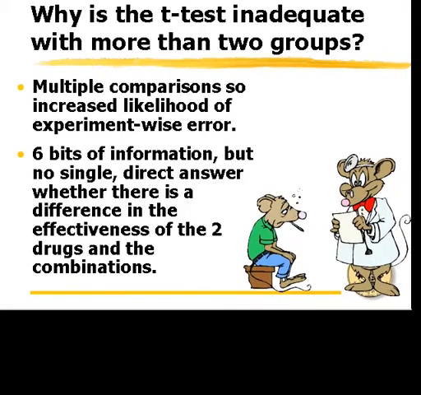Now, we also have, under this situation, 6 bits of information, but we have no single direct answer whether there is a difference of the 2 drugs and the combination. So while we know that monotherapy may be better of drug 1 or 2, we don't know whether monotherapy is better than combination therapy in these instances, or whether drug A or drug B alone or in combination is better. So this is one of the reasons why the t-test is inadequate with more than 2 groups, and why you have to look at another way of measuring the difference between the means.